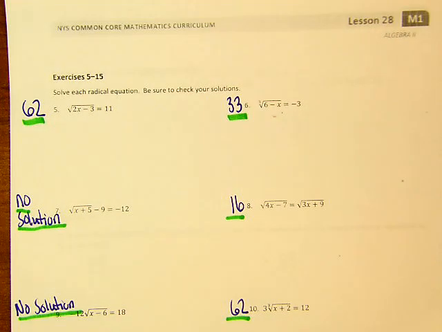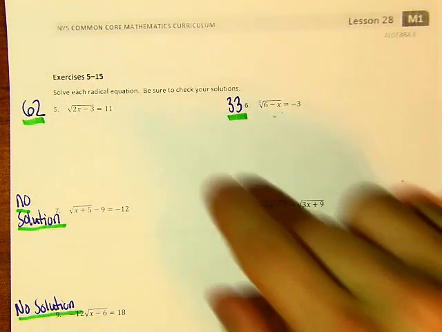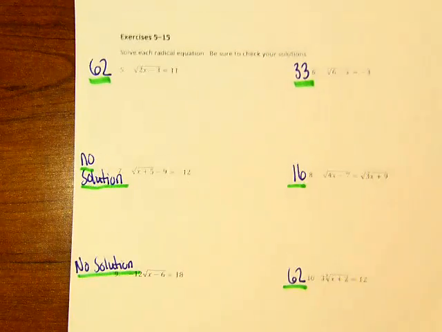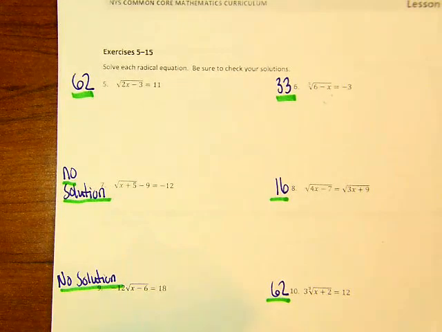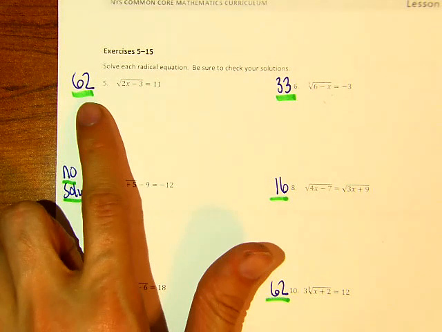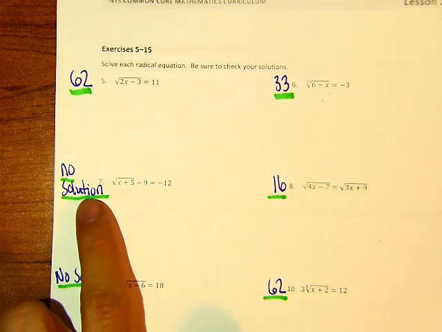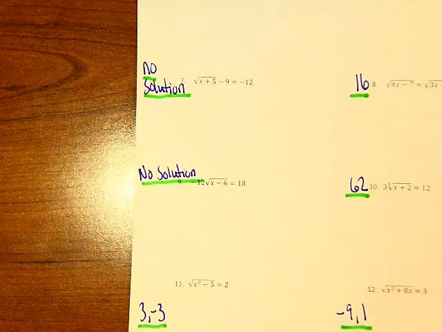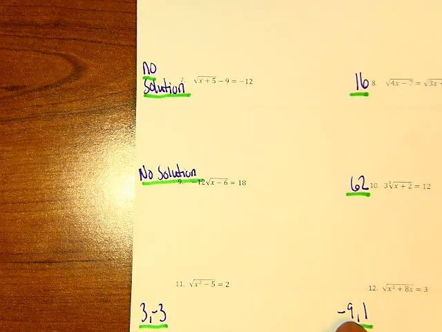Welcome. Okay, so let us go through questions 5 to 12. Let's do everything on this page over here. Let's go over them. I wrote the solutions down. So for the first one, it was 62, then 33. These two were no solution, 16, 62, 3, negative 3, and negative 9, 1.